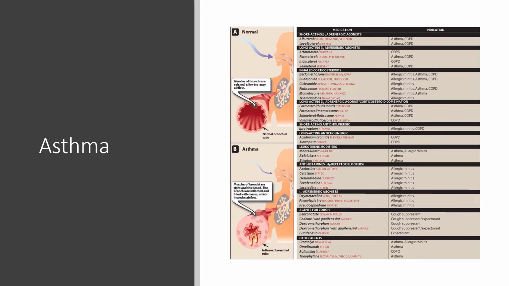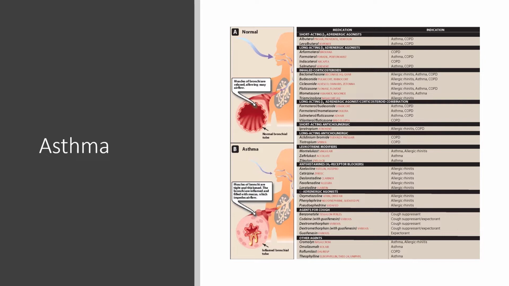So I really want you to watch that video that I posted on asthma because it does a great job of differentiating the treatment modalities between asthma and COPD because they actually go in opposing order. With asthma, we're always going to start with a short-acting adrenergic agonist, albuterol. That's pretty much the go-to.